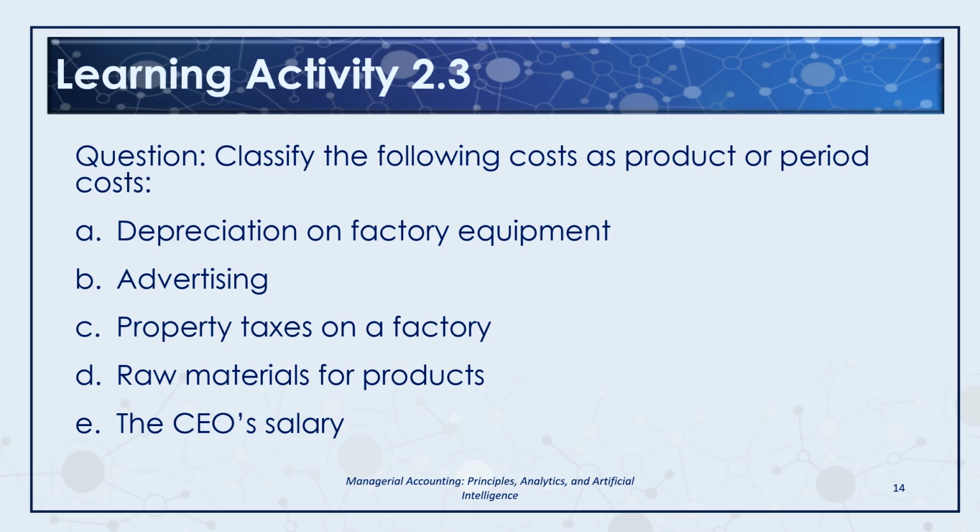Now let's classify several costs as either product or period. You'll see items like depreciation on factory equipment, advertising, property taxes on a factory, raw materials, and the CEO's salary. Work through each one carefully. Ask yourself, is it related to production or is it related to selling and administration? Pause here and work through the activity. Once you've finished, check your answers with the solutions provided in the back of Chapter 2.